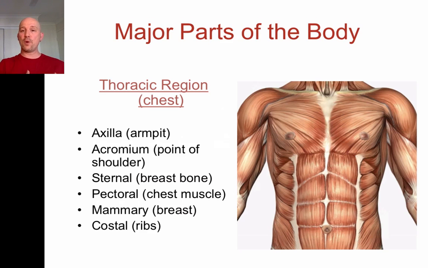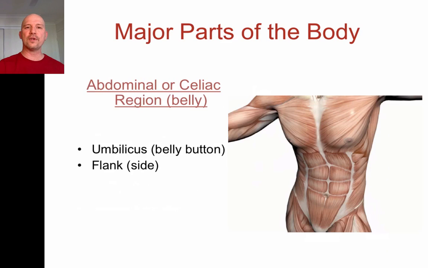Sternum is the breastbone. It's divided into different bones, which we'll talk about. Pectoralis major and minor are the muscles which make up the chest. Mammary is the breast tissue that sits over top of the pectoralis muscle. And costal is what we talk about when we're talking about the ribs. So if you feel along the bottom part of your ribs, you can feel that up along above the abdomen. That's called the costal region. So those are the terms that we use to refer to the chest.